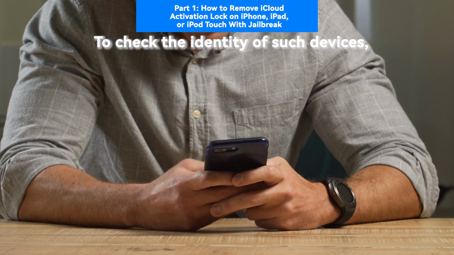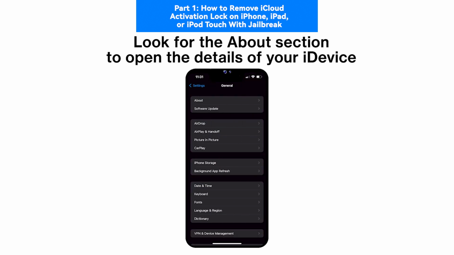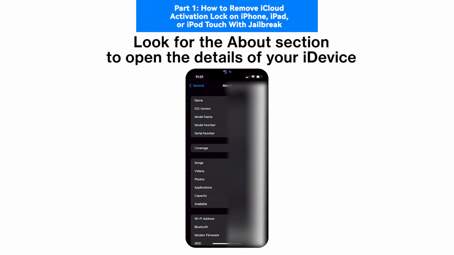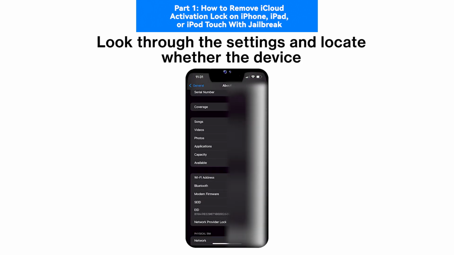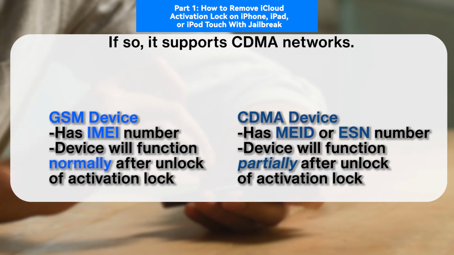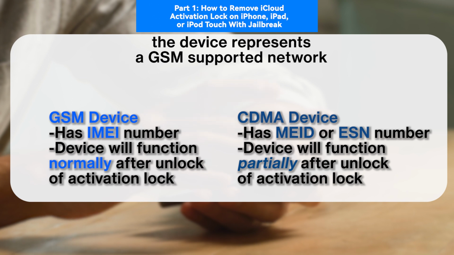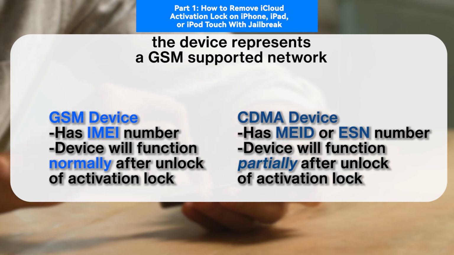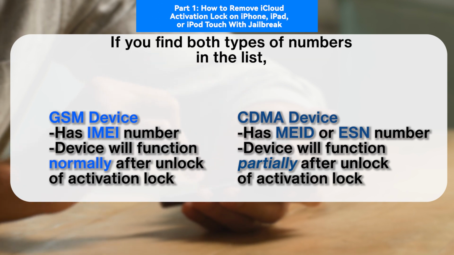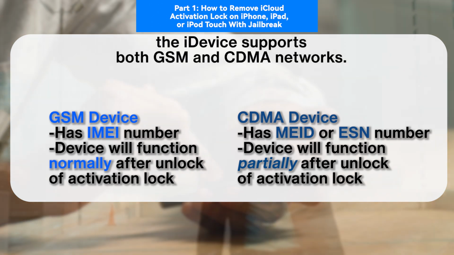To check the identity of such devices, open the settings of your iDevice and proceed to the General Settings. Look for the About section to open the details of your iDevice. Look through the settings and locate whether the device has a MEID or ESN number displayed in the list. If so, it supports CDMA networks. Conversely, if you have an IMEI number displayed in the list, the device represents a GSM-supported network. If you find both types of numbers in the list, the iDevice supports both GSM and CDMA networks.